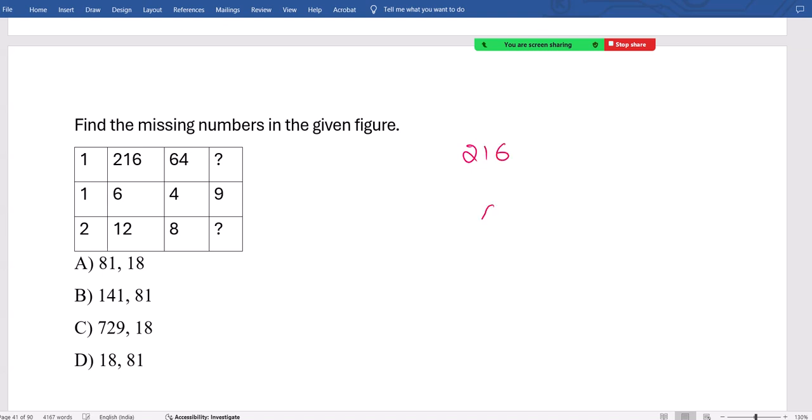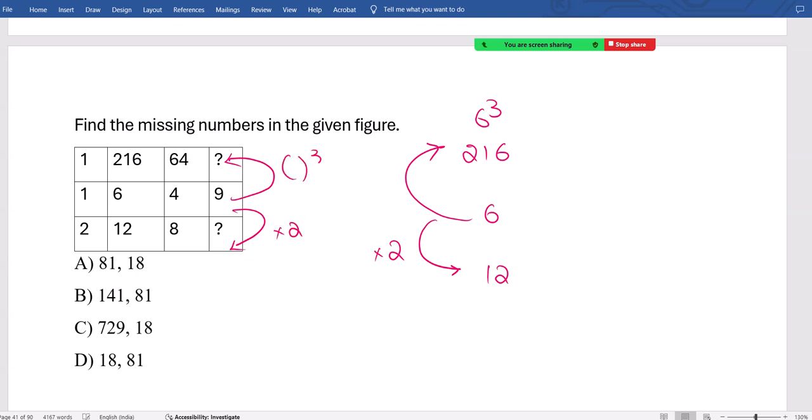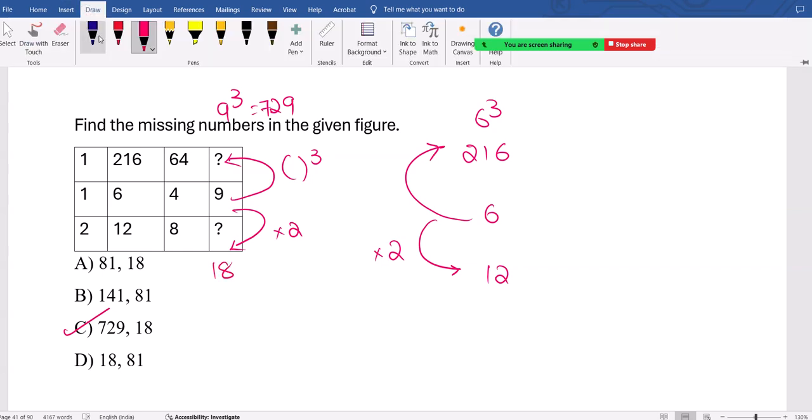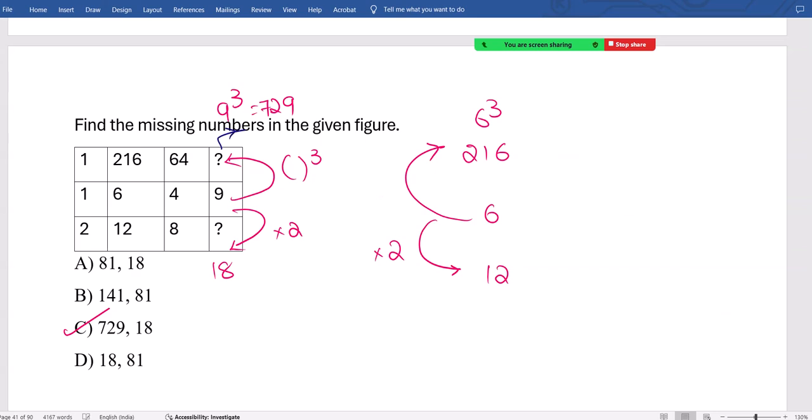216, 6 and 12 if you observe, cube, this is double. So 9 cube, 9 double. So 9 cube is 729. Double for that will be 18. So option C. Above 729, below is 18. Option C is suitable.